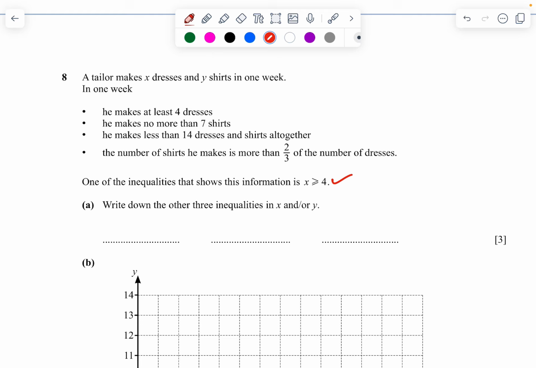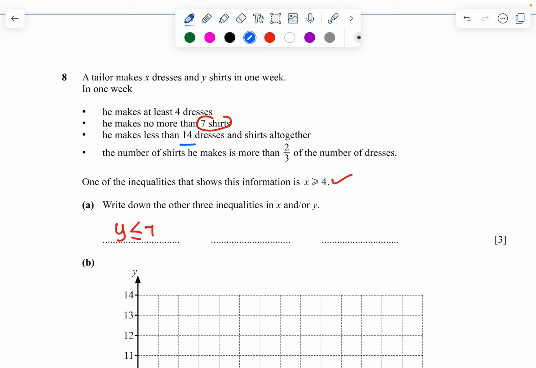The next number is nothing but what? It is no more than 7 shirts. So it should not be greater than 7 shirts. When it is not greater than 7 shirts, it can be less than 7. And can it be equal to 7? Yes, it can also be equal to 7. So you have to be careful in writing the inequalities, otherwise there is a chance that you may get a wrong answer. So what am I going to write? Y is less than or equal to 7.